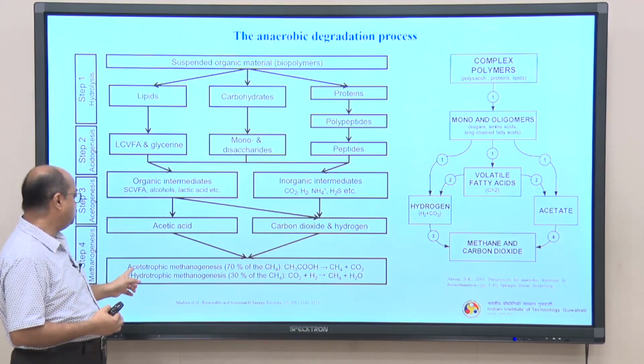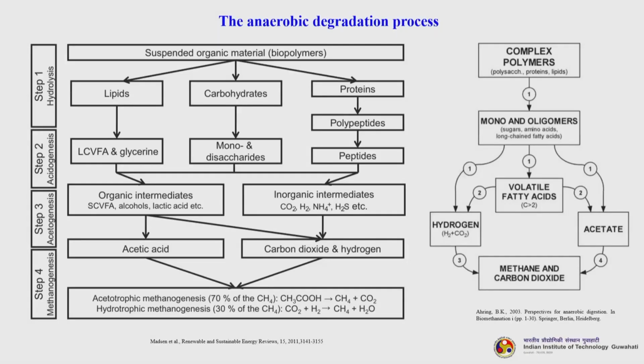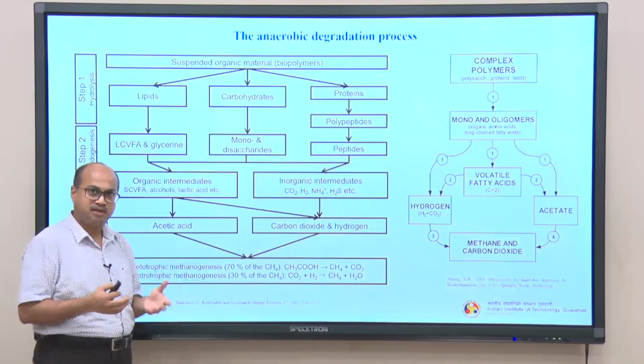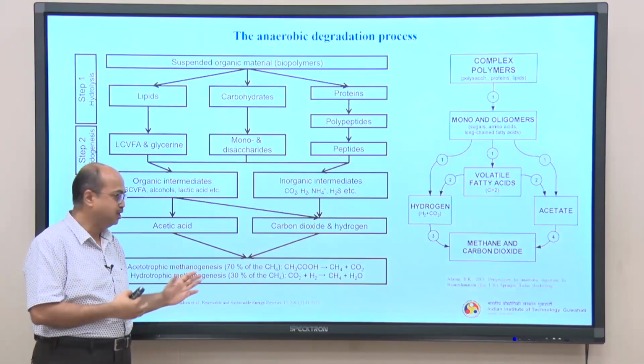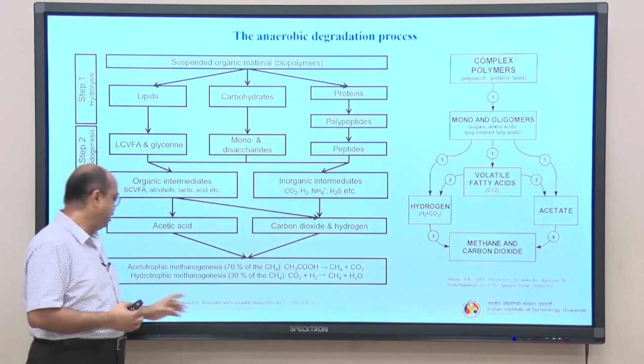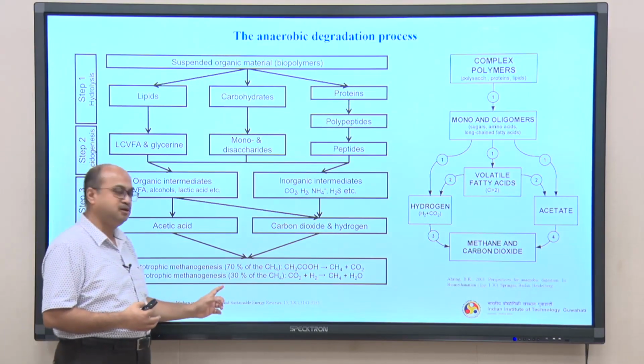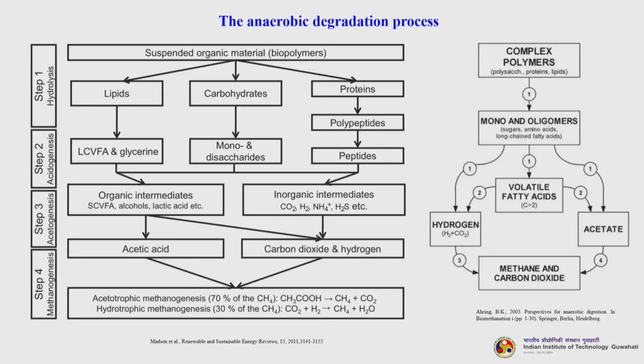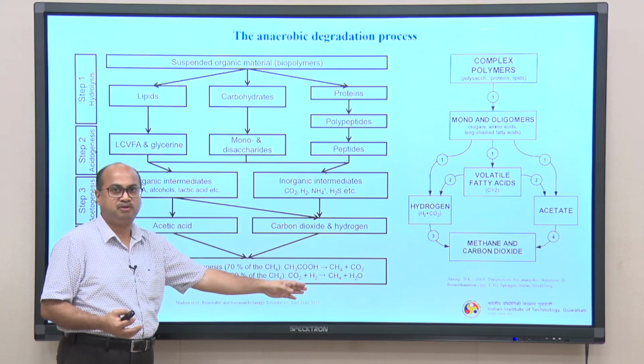Now, if we use the acetotrophic methanogens, mostly this is for the 70% of the methane that is getting produced, this is the route. Then we get the acetate route, and if we are using the hydrotrophic methanogens, then the next 30% of the entire methane that is being produced is coming from this particular route.